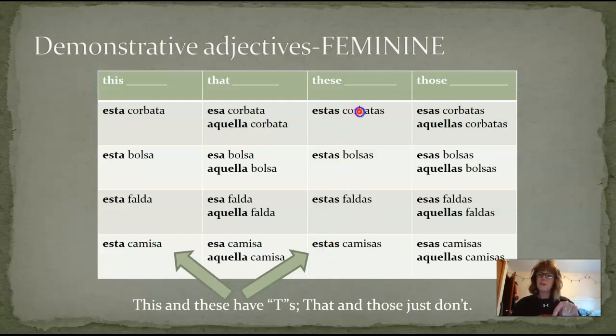Okay, but no me gustan estas corbatas. Yo prefiero esas corbatas, repitan. No, yo prefiero aquellas corbatas, repitan. No me gustan estas bolsas. Yo prefiero esas bolsas, repitan, esas bolsas. No. Yo prefiero aquellas bolsas, repitan. Okay, get the idea, right? So this, that, these, and those.